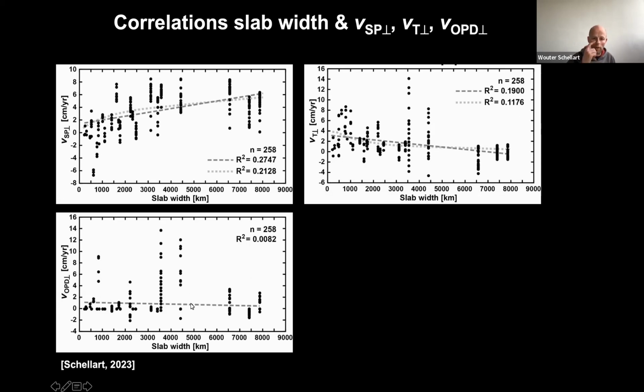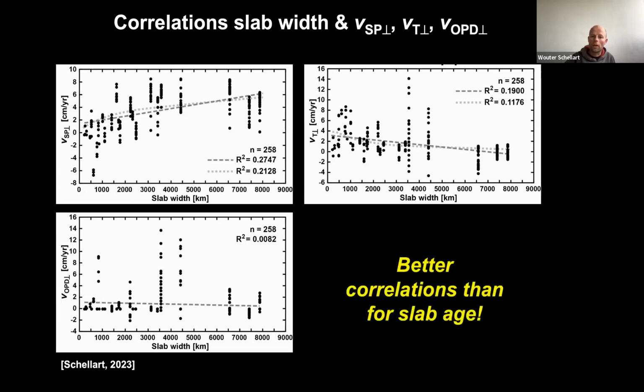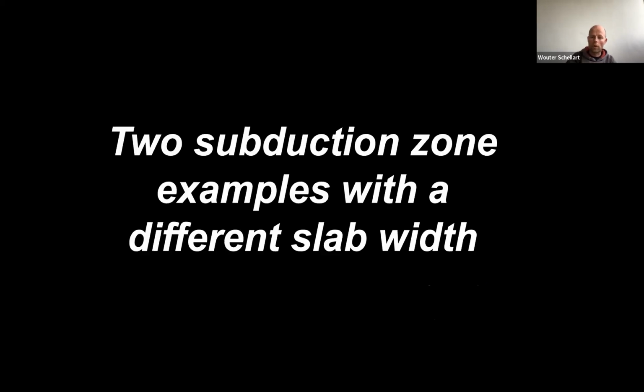And then for the overriding plate deformation rate, we see that wider slabs tend to correlate more with overriding plate shortening, whereas narrow slabs tend to correlate more with overriding plate extension. Now, admittedly, here the correlation for VOPD is not very significant, but it is more significant than for slab H, and certainly for VSP and VT, the correlations are significantly better than for the slab H parameter. Okay, so better correlations than for slab H. So in general, a parameter that is, in my view at least, worthwhile investigating.